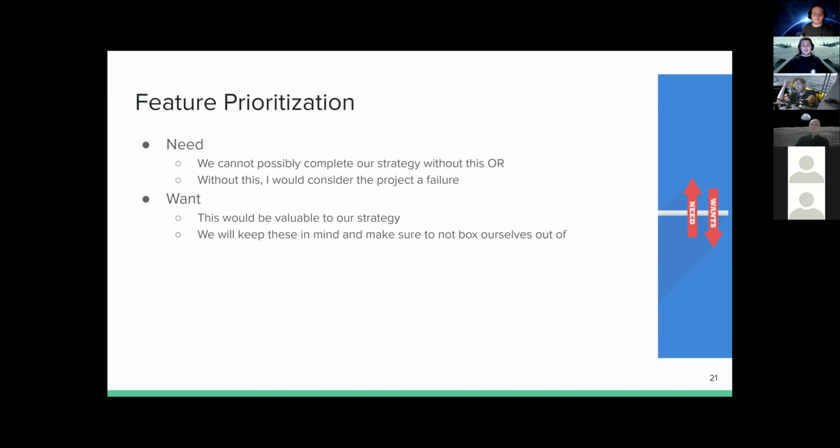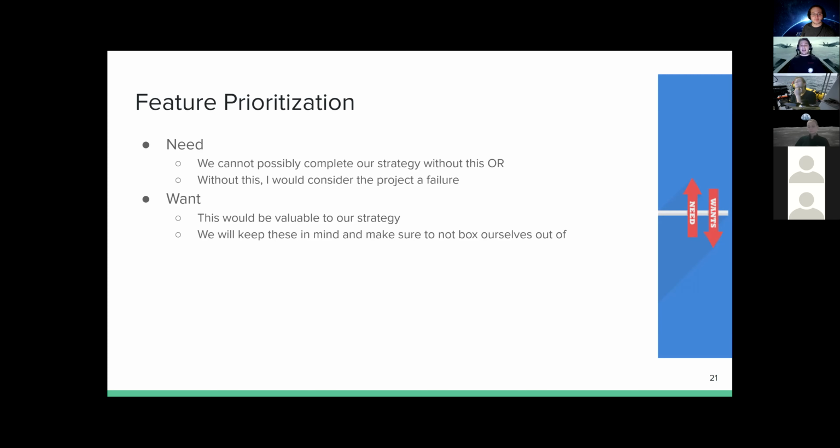You're not going to necessarily put these as your critical features. You're not going to design around them. Your main design is going to be focused around the needs, but you might leave yourself opportunities, like maybe a mounting hole for a mechanism that you might want to add on later, or leaving space in your design, leaving opportunities for you to implement these wants later on in your design.